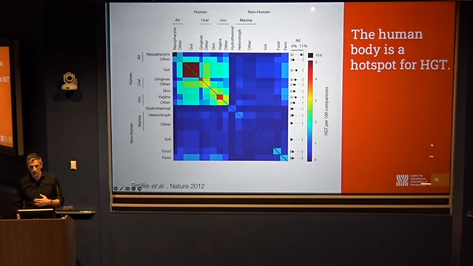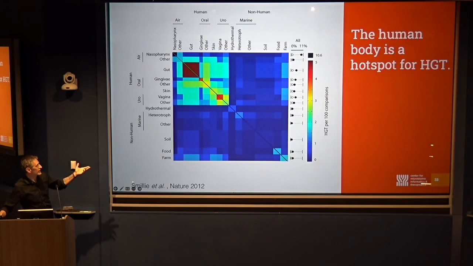And so we were able to build a map. We took all the bacteria that had been sequenced up to that point, and we annotated what environment they were found in. And we asked, what is the probability, if we pick two bacteria from this environment, that they share an identical piece of DNA that they've horizontally transferred, that's what we call it, from one species to a different species. And what we found is the human body is an enormous hotspot for this sharing of genes.